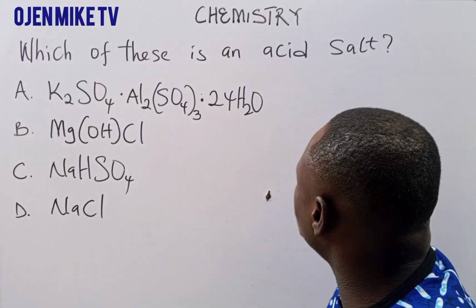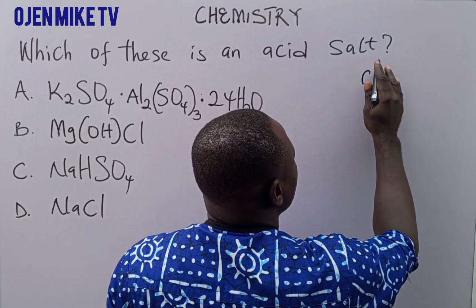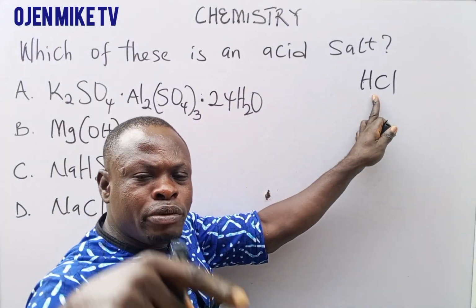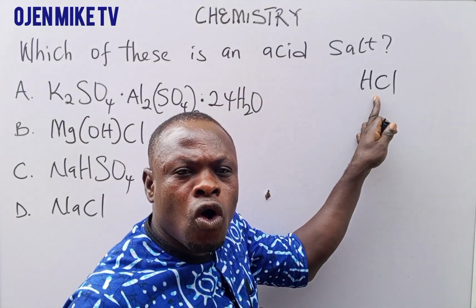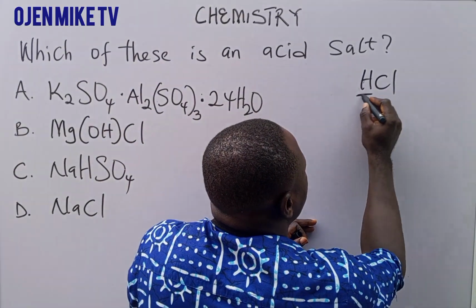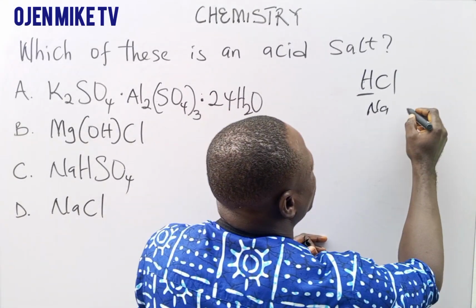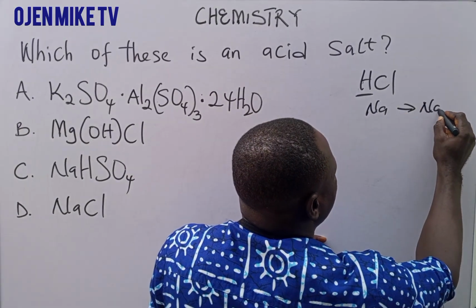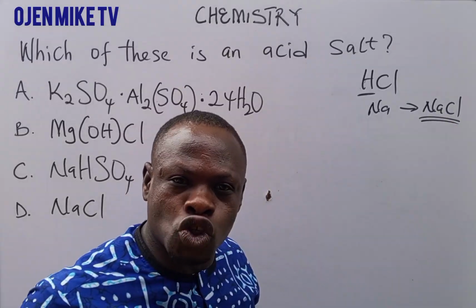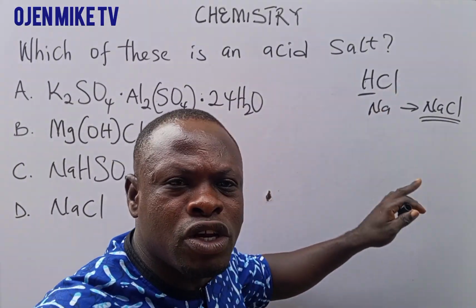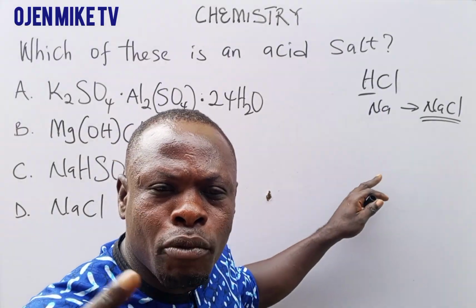Now, for the first definition, look at HCl. When the hydrogen in HCl is replaced by a metal, it forms what we call a salt. For instance, if I replace this hydrogen ion with Na, we form NaCl. This is a salt. The hydrogen ion in an acid is replaced by either a metal or ammonium ion.